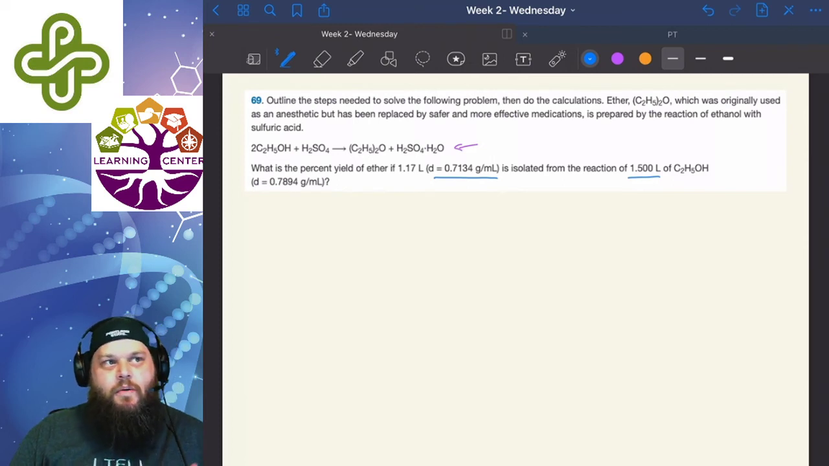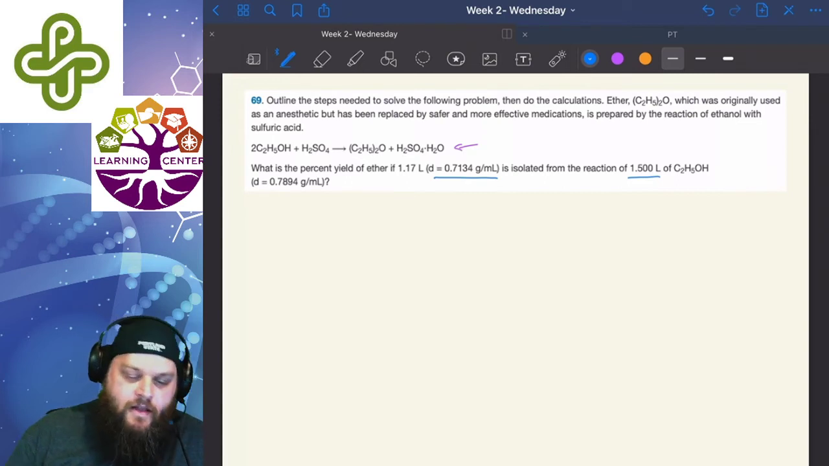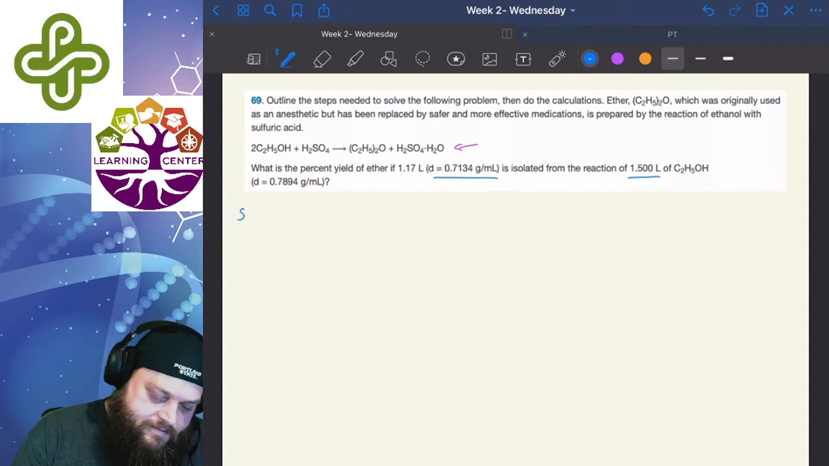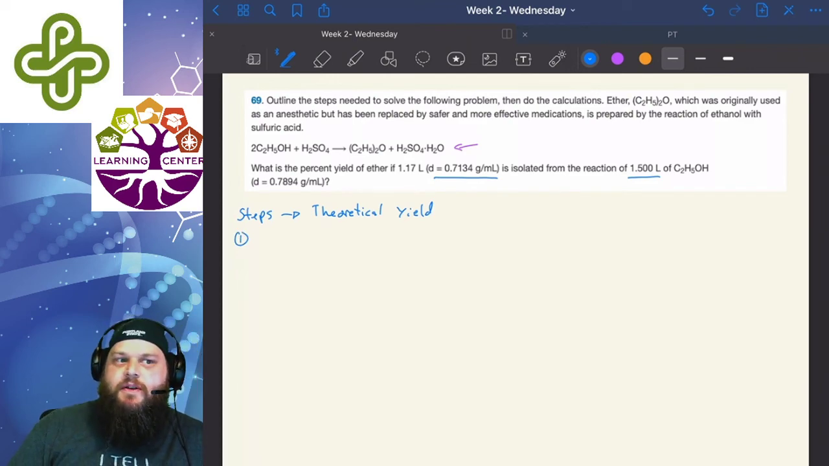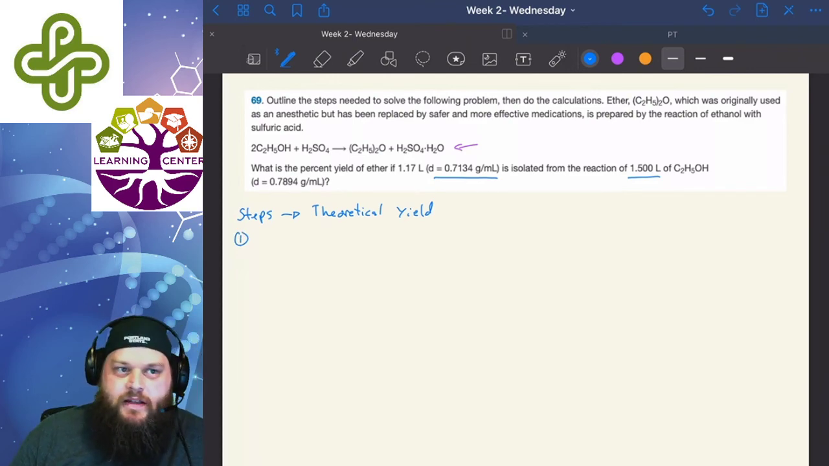So they want us to know what steps you are going to use to solve this problem, and then they want us to go through and solve that. So I'm going to write down the steps. And really, the first thing I'm doing here is finding the theoretical yield. So step 1, I want to convert the C2H5OH, that ethanol, into grams.